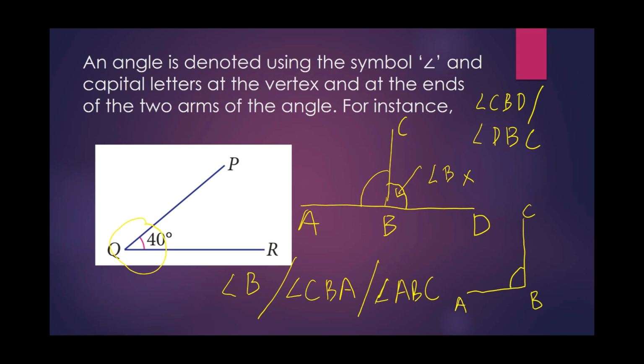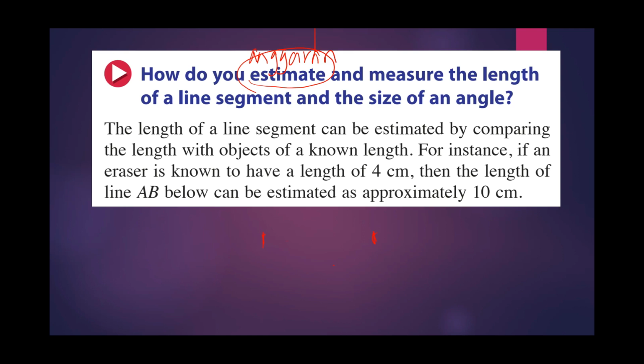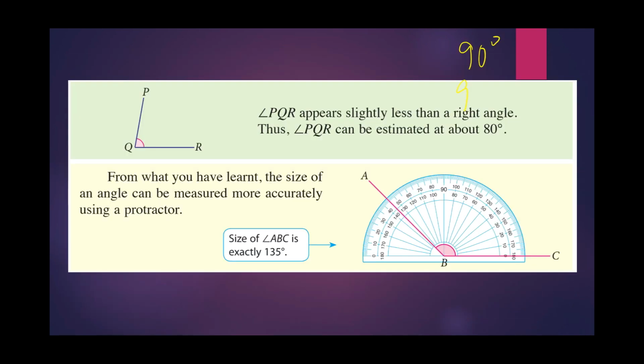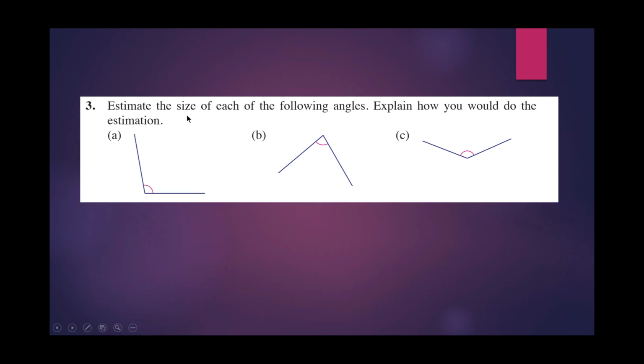So there will be the practice. This is the one. Estimate the size of each of the following angles and explain how you would do the estimation. Can you estimate the size of this angle? Just estimate. You just let me know whether it's greater than 90 degrees or less than 90 degrees. First one, A. Greater or less than 90 degrees? Greater. Yes, very good. Because you can form up the 90 degrees here, so it is greater than 90 degrees. And then it's just a little bit more, right? So we can say maybe it is 100 degrees. It's an estimate, because this is just estimation.